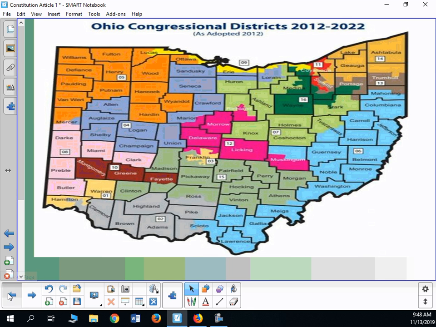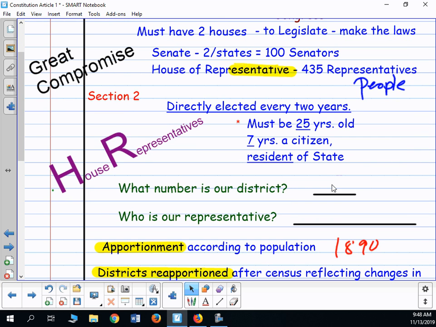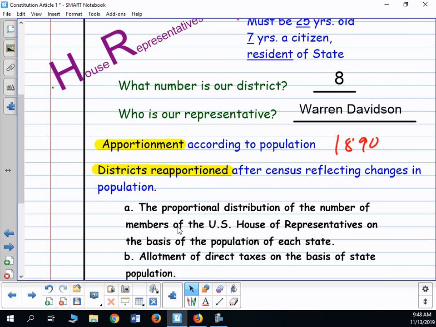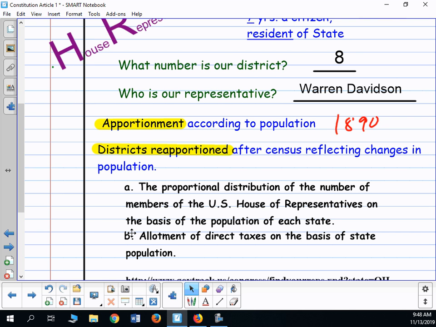I'm going to go back here. So, apportionment is according to population, and districts are reapportioned after the census, reflecting changes in population. This is just additional information. It is the proportional distribution of the number of members of the U.S. House of Representatives on the basis of the population of each state, which is exactly what I just said.